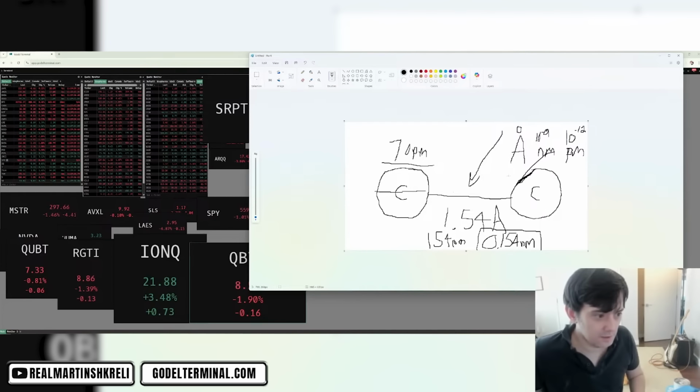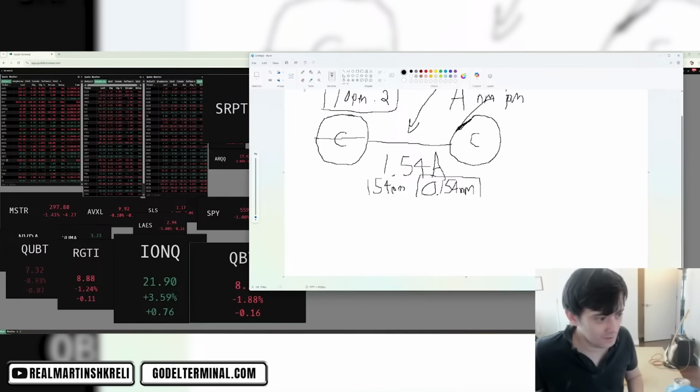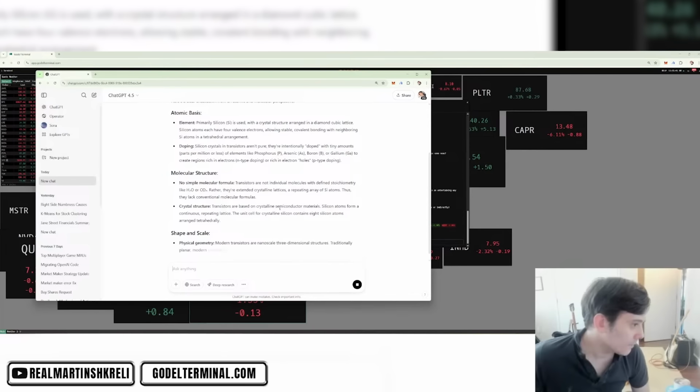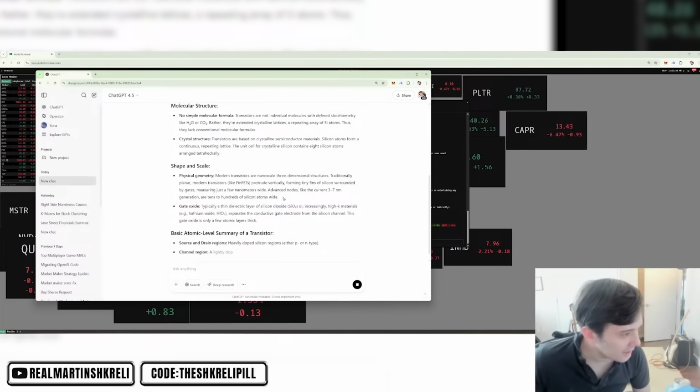And this bond lengthens or shortens depending on various things. Okay, so how big is a transistor? They say it's 2 nanometers, but that's not true. It's not even close to true. The MOSFET transistor, I'm not a physicist, so I need to ask ChatGPT. The unit cell for crystalline silicon is 8 silicon atoms in a tetrahedral arrangement, 10 to hundreds of silicon atoms wide.